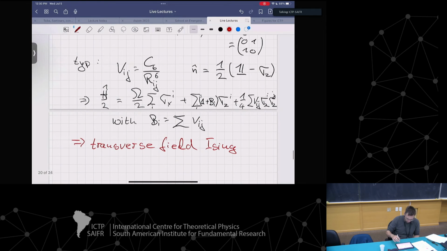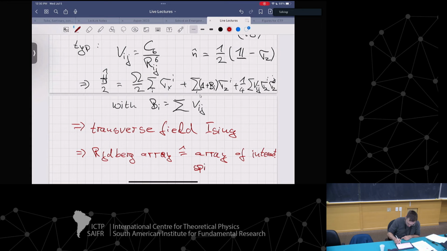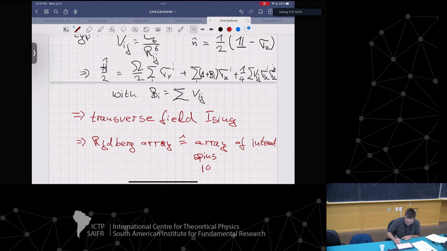So this is kind of cool. I just put my atoms where I want them. And I shine in this laser, or maybe it's a 2-photon thing, and I've realized Ising chain, or Ising 2D. So my Rydberg array is just an array of interacting spins. And here I'm just saying, okay, let's treat the ground state as my spin down, or spin up, whatever you like, and my Rydberg state as my spin up.